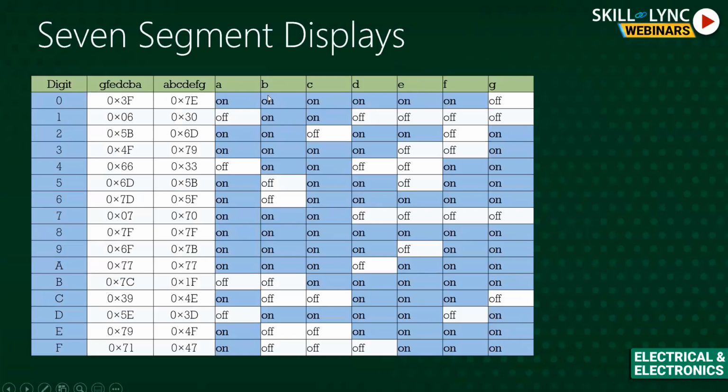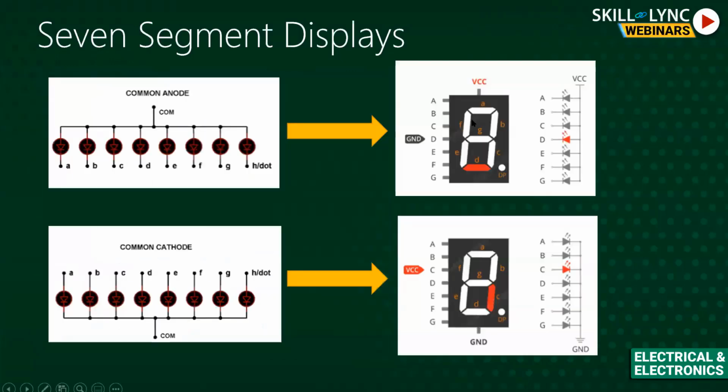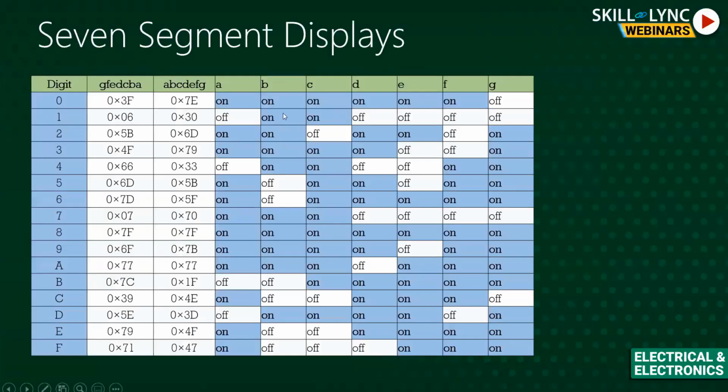I will have control over the individual LEDs A, B, C, D, E, F, and G. To make, let's say, zero, I need to turn on all the LEDs; only G is required to be off. So A, B, C, D, E, F I need to make on. In this case, you can see A, B, C, D, E, F are on, and G is off, and the dot pointer is also off.